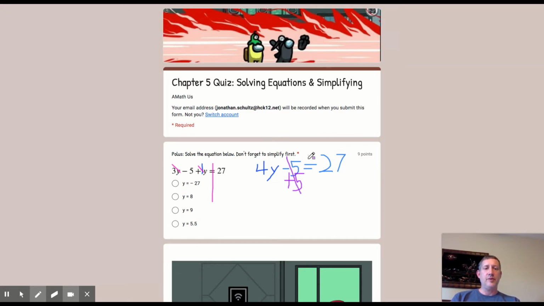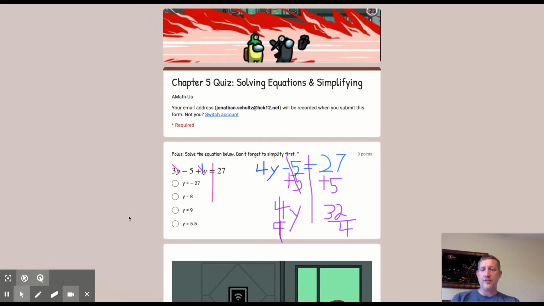Those cancel out, but we got to do the same thing on the other side, plus 5. 27 plus 5 gives us 32. Okay? And then on this side, all we have left is 4y. Now, how do we get rid of the coefficient? How do I get rid of that 4? Well, that's 4 times y, so the opposite of that is going to be dividing. And that gives us our answer. 32 divided by 4 is, you guessed it, 8. So 8 is the answer for this one.